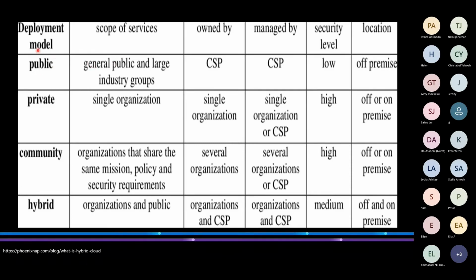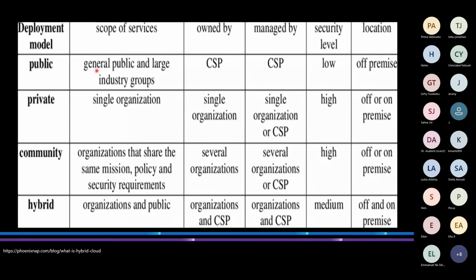In terms of public transportation, it's for the general public. Anybody can use it, right? And it is usually owned by someone else. It's not owned by us. It's managed by that someone else. The level of security for public transportation is low. The location would be where the vehicle is kept. If it's a bus, where is the bus kept? Do we keep it on a compound? No, it's kept by the person that provides the public transportation.